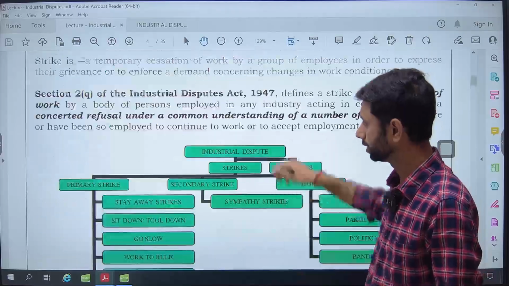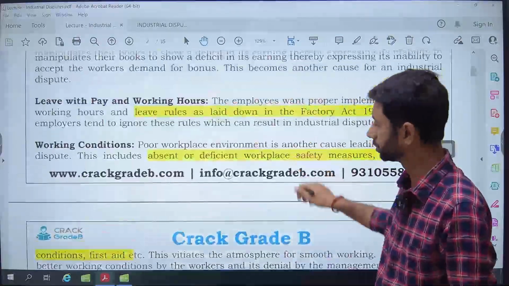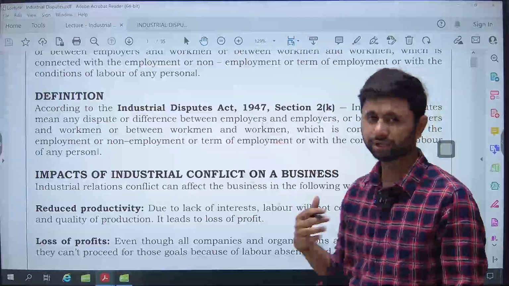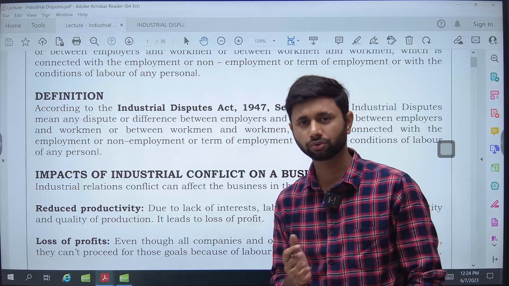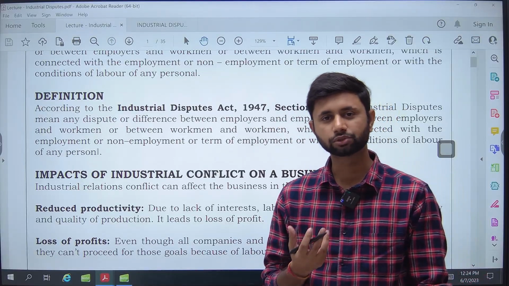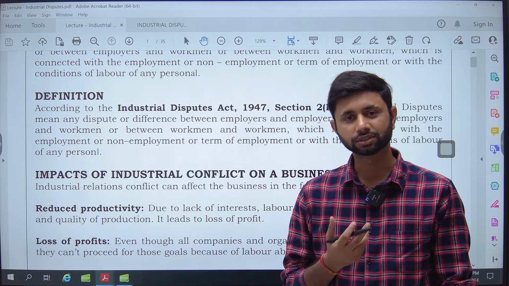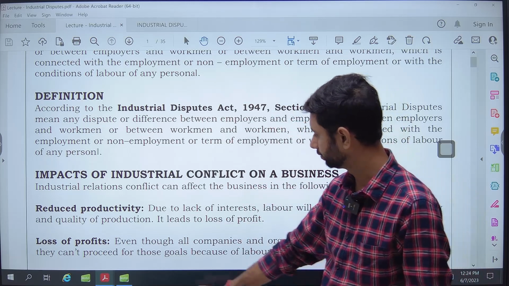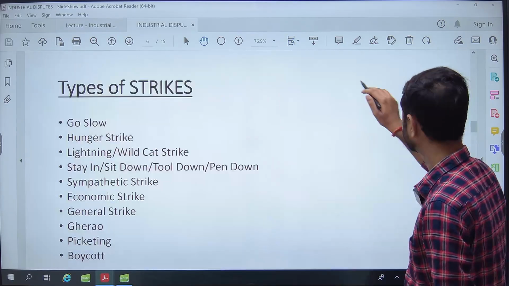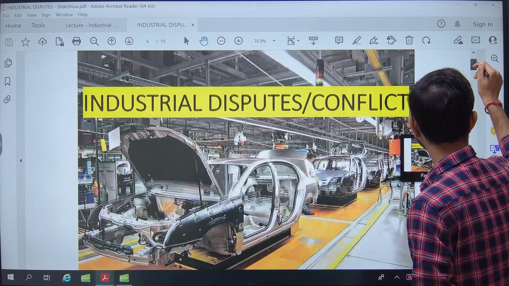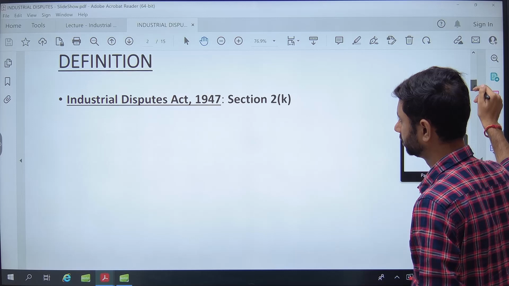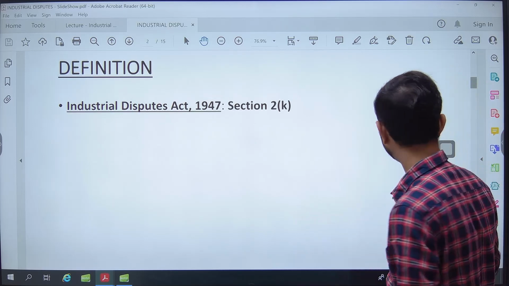Okay, so first we'll start with the definition of industrial disputes, and we'll focus on the legal definition. We'll not go scholar by scholar, because legally these things are important, and based on these legal acts the definitions are asked in the examination. Okay, let's move on to the definition of industrial disputes. So we are starting our chapter, industrial disputes, conflict.